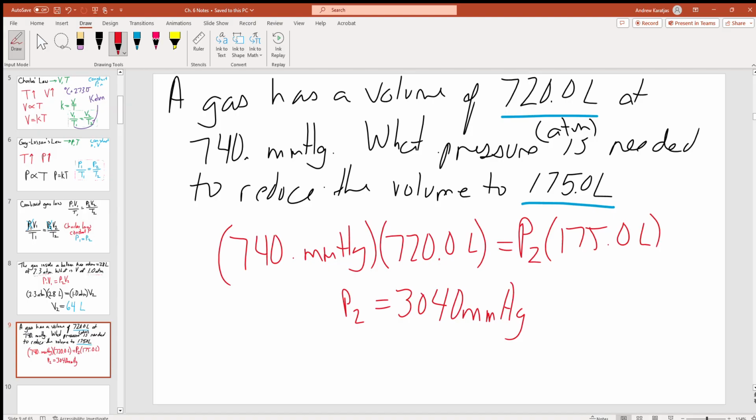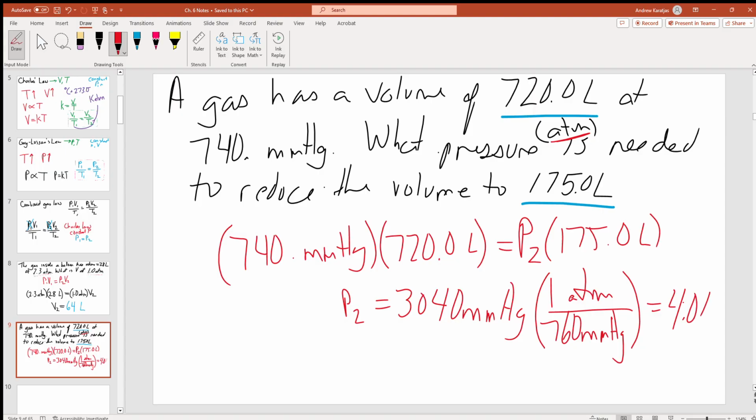However, we're not done, because our question here asked for the pressure in atmospheres. So now we just need to do a unit conversion. 1 atmosphere is 760 millimeters of mercury, and we get an answer of 4.01 atmospheres. So as we expected, in order to decrease the volume, we have to increase the pressure.